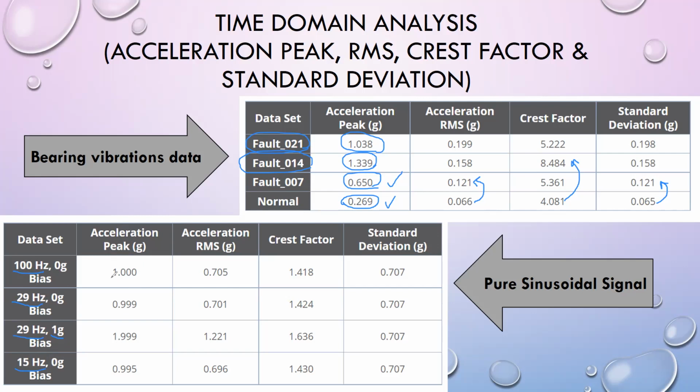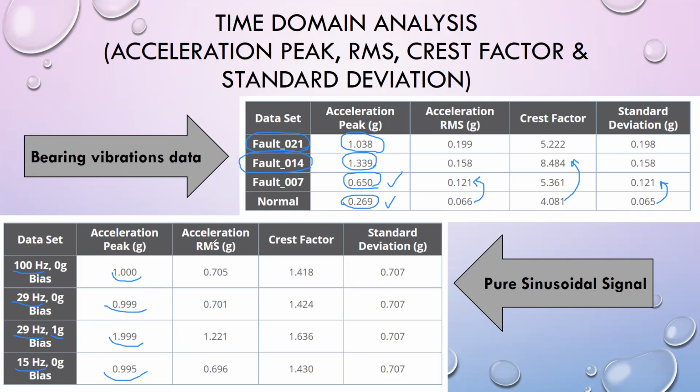I mean, for the frequency with 100 hertz, you can see this is the acceleration peak. For the 29 hertz, it's almost the same. And for the 15 hertz, it's 0.995. And again, it's with an acceptable error, it's good. And for the 29 hertz with 1G bias, we have one shift by 1G because we have a DC offset of 1G.